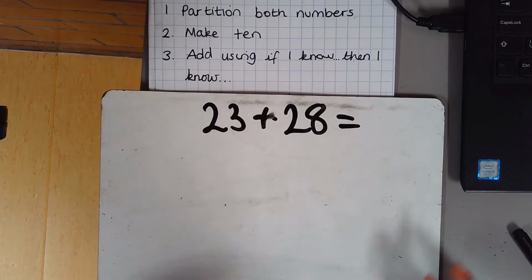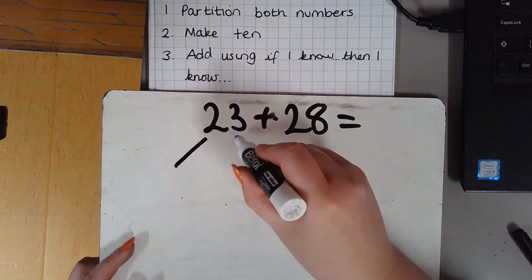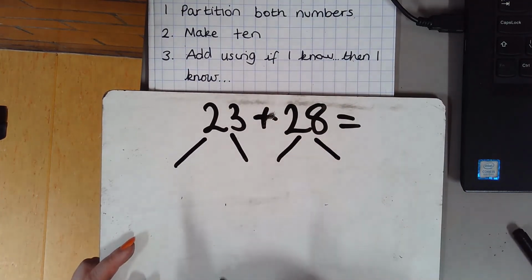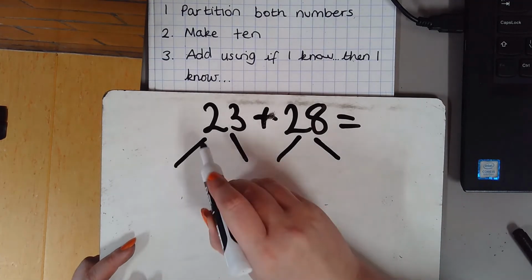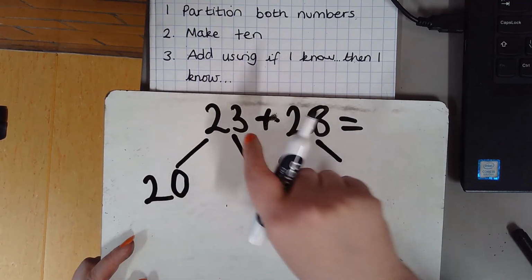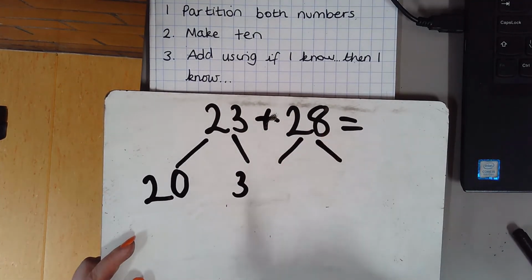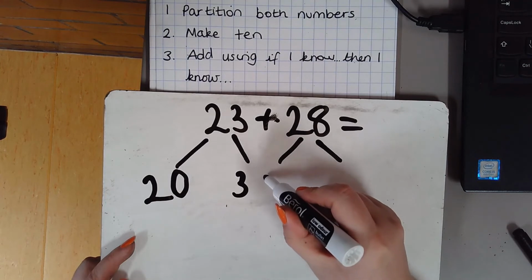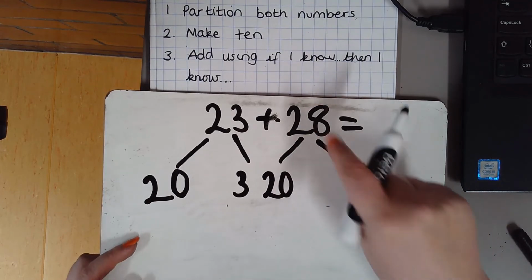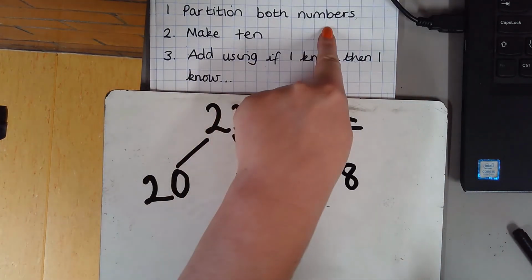Let's do another one. 23 add 28. First step, partition both the numbers. 23. How many tens? 2. And 2 tens is 20. How many ones? 3. 28. How many tens? 2, which is 20. How many ones? 8. I've partitioned both my numbers.